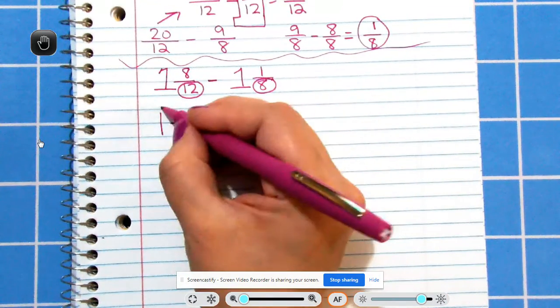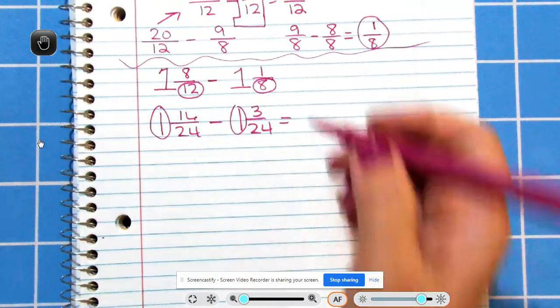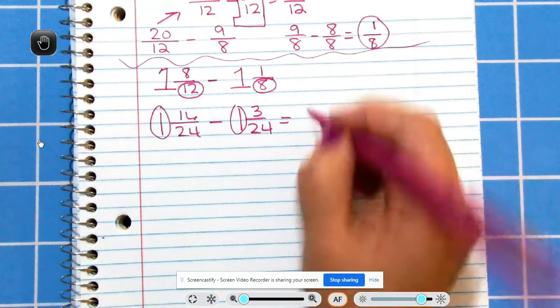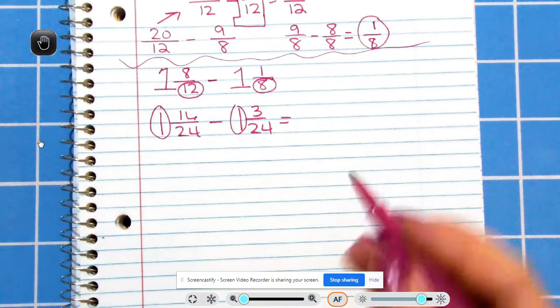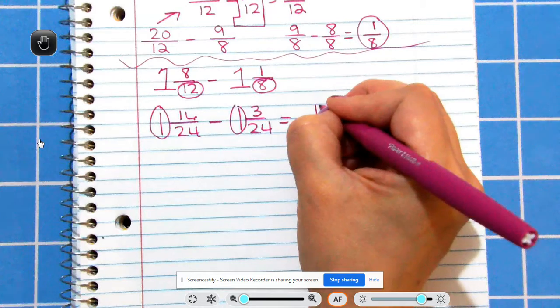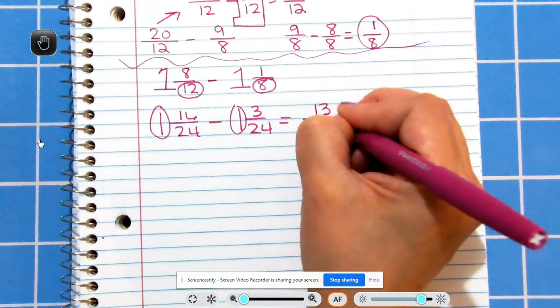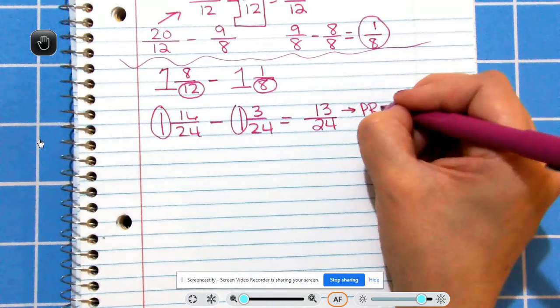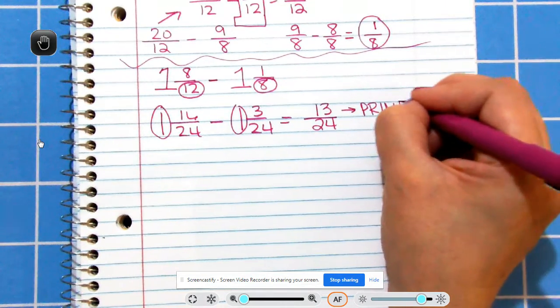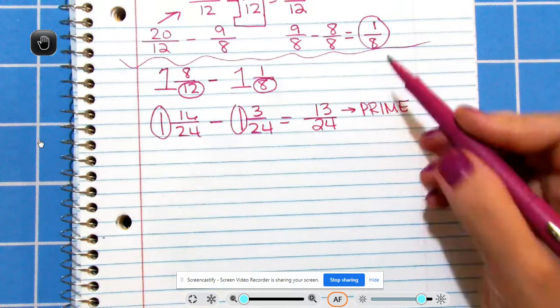All right, we're going to start by subtracting the whole numbers. 1 subtract 1 is 0. And guys, that's a ghost 0. And then 16 subtract 3 would be 13. Denominator stays the same. 13 is prime. The only factors for 13 are 1 and 13. 13 is not a factor for 24, so the GCF would be 1.